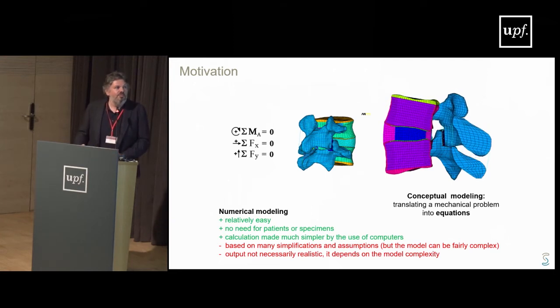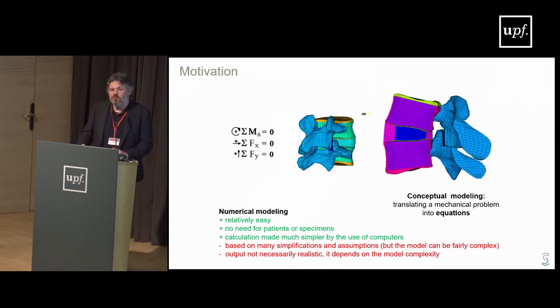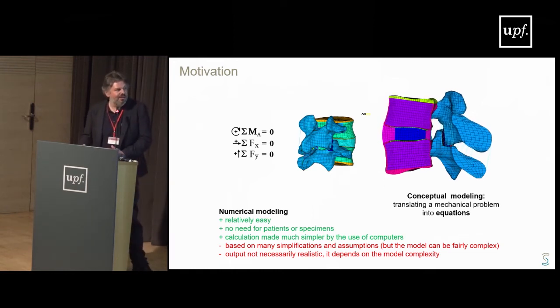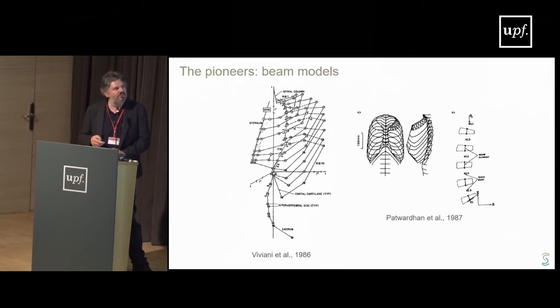Next step, of course, is using a computer. If we have a computer, we can still make a mathematical model, typically a finite element model, and use the computer in order to solve these millions of equations that we are going to have. The computer makes it very practical, very accessible. We still have simplifications and assumptions, but the model can be fairly complex. And the more complex the model becomes, the closer we get to the results that we would have from in vivo measurements.